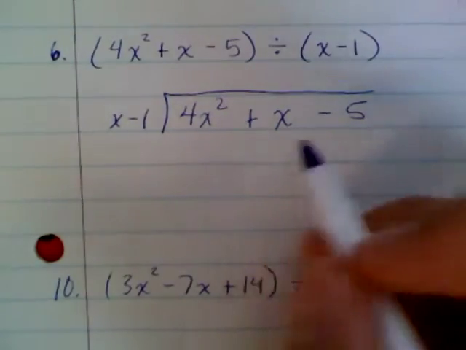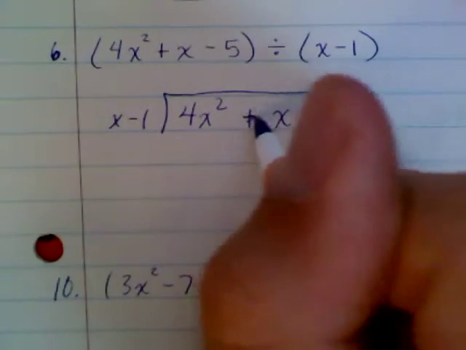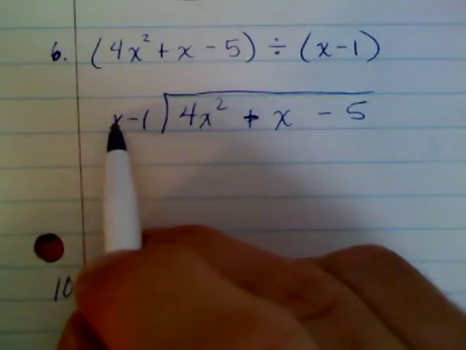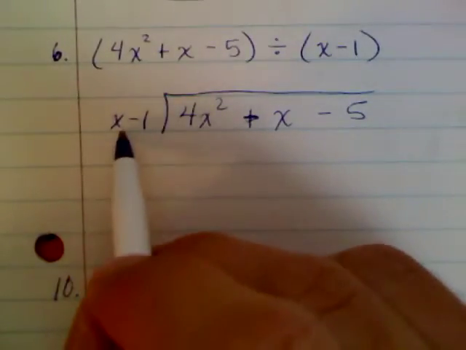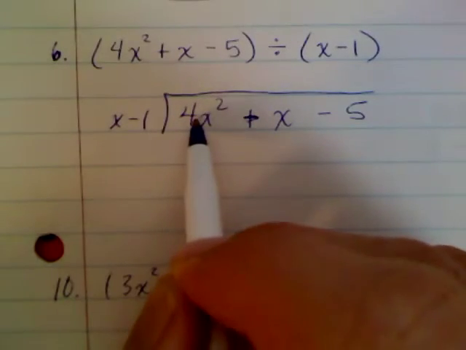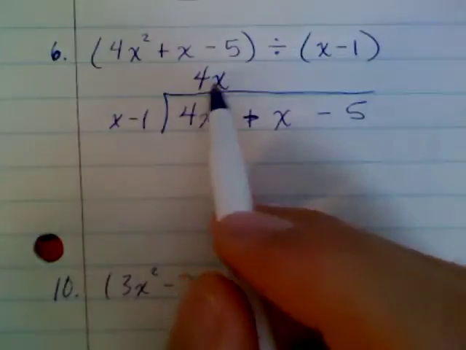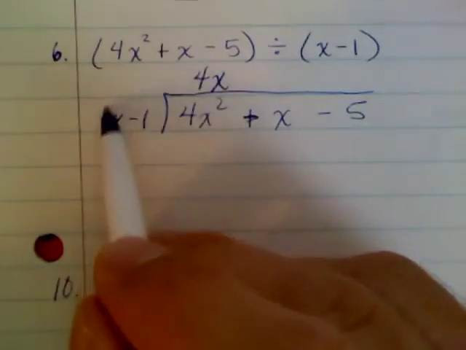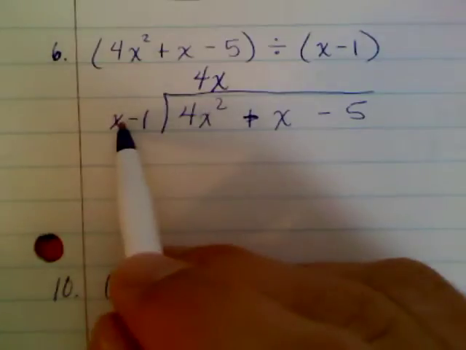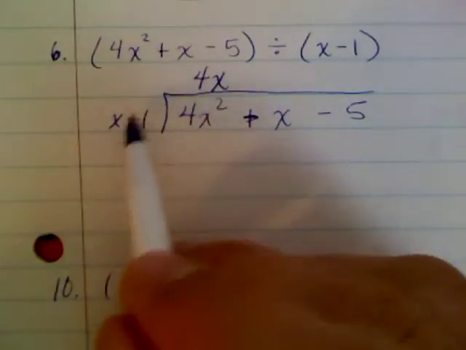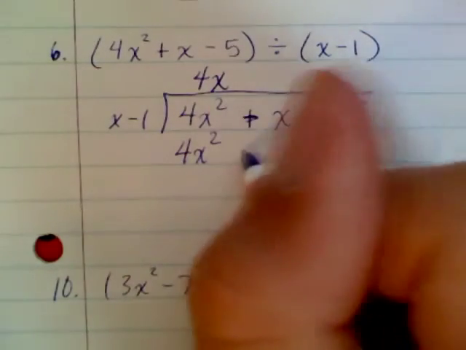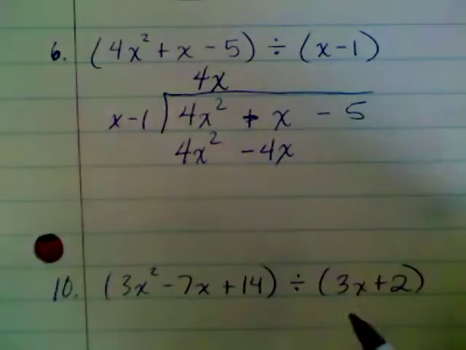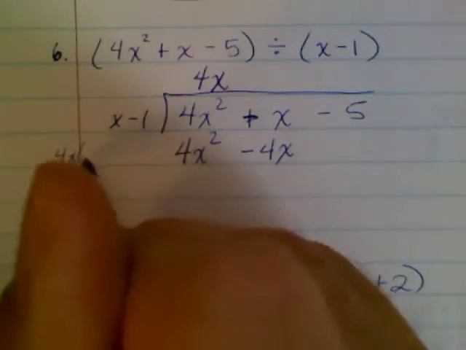I'm giving myself a little bit of space so you can see it. So all you have to do is think of the first x and say, how many times does x go into 4x squared? And you would say 4x times. And once you write this answer, what you're going to do is FOIL or distribute that back through the x minus 1. 4x times x minus 1 gives me 4x squared minus 4x. Okay, I'm doing 4x times x minus 1.